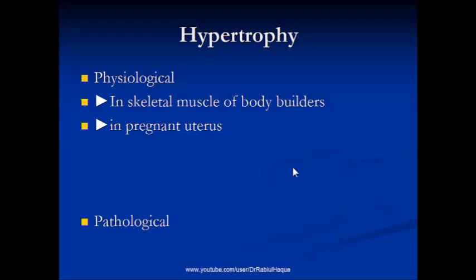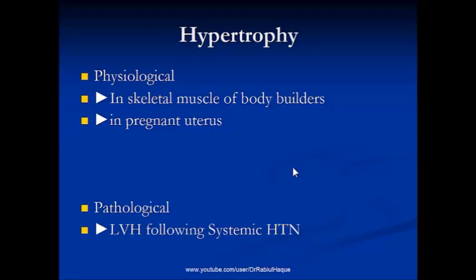Now, what are the examples of pathological hypertrophy? Okay, now pathological hypertrophy, here we are increasing our cell size due to some abnormality. The most common example of pathological hypertrophy is left ventricular hypertrophy. I can write LVH due to systemic hypertension. Okay, now why is this happening? Let's go to an explanation.